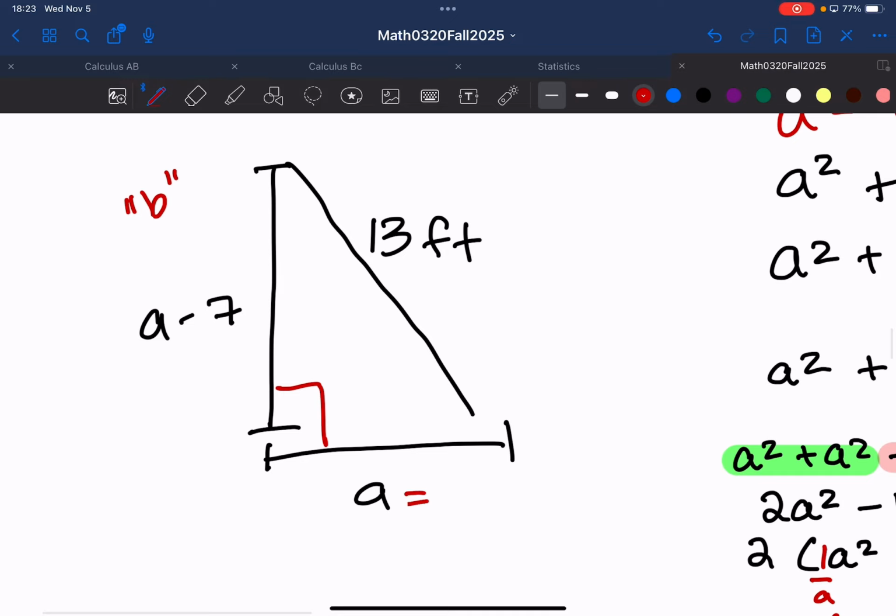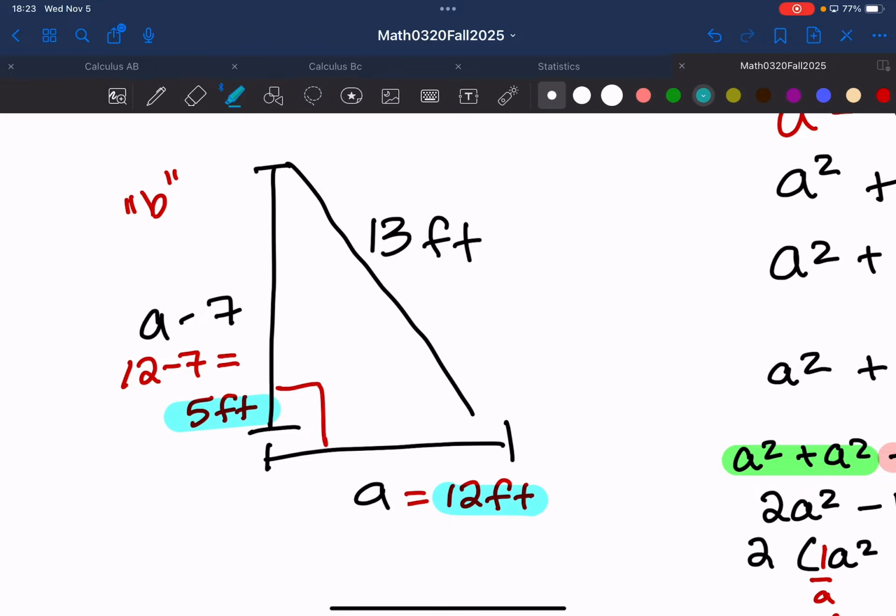Okay, we now know a is equal to 12 feet, and we have to find b. So what are we going to do with the 12 feet that we have? Minus 7. So 12 minus 7, and that gives us 5. So we have one side is 5 feet and the other side is 12 feet. So these are our answers here.